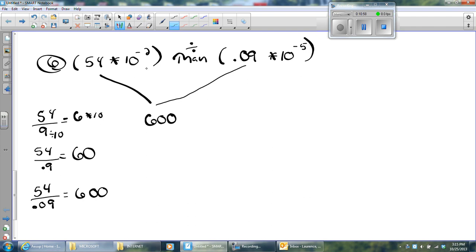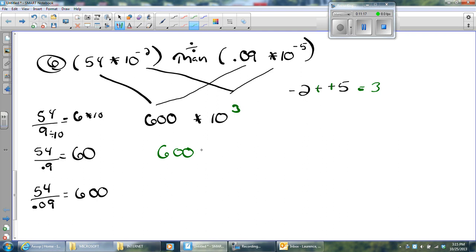Okay, and now I'm going to do this part. I know I'm going to have times 10 to some power. I have a negative 2 minus a negative 5. Well, minus a negative is the same as adding a positive. This will equal 3 to the third power. So I have 600 times 10 again, and times one more 10. 600,000 times larger.